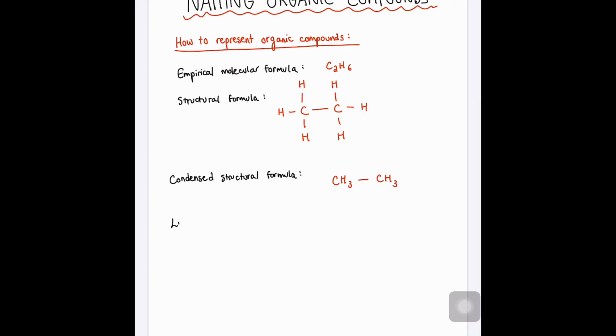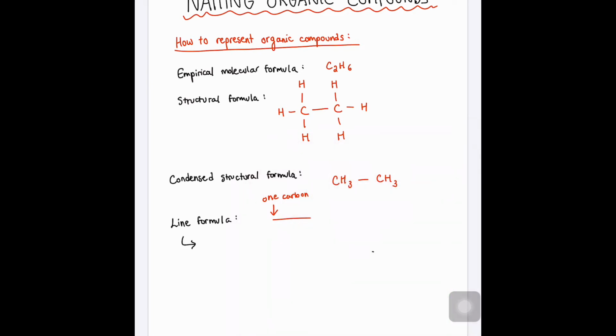And then finally, the easiest way to represent an organic compound, but kind of the hardest one to decipher, is the line formula. So you essentially just draw a line representing each bond, and the end of the line or a bend in the line represents a carbon. In this case, since we're representing ethane, which only has 2 carbons, it's literally just a straight line.